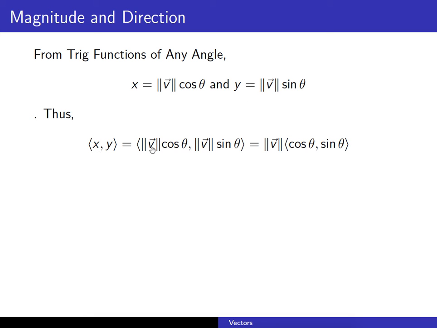So our component form xy becomes magnitude times cosine and magnitude times sine. And rather than write out this magnitude twice, we have a shorter way of doing that where, in essence, we factor it out. And we have the magnitude times the cosine of the angle and then the sine of the angle.